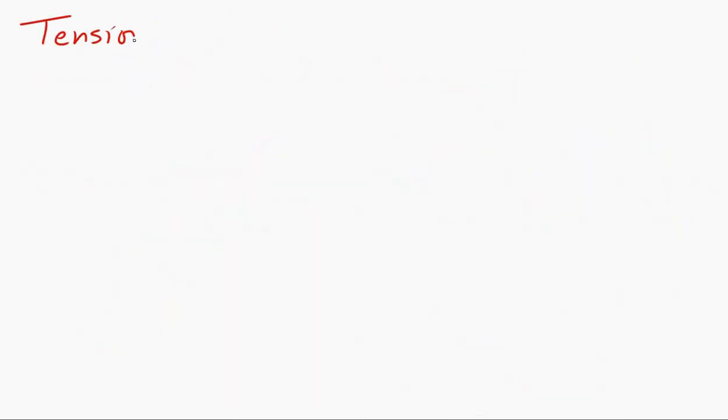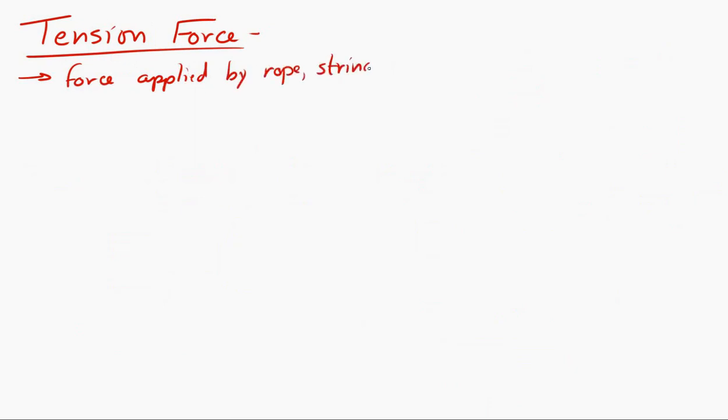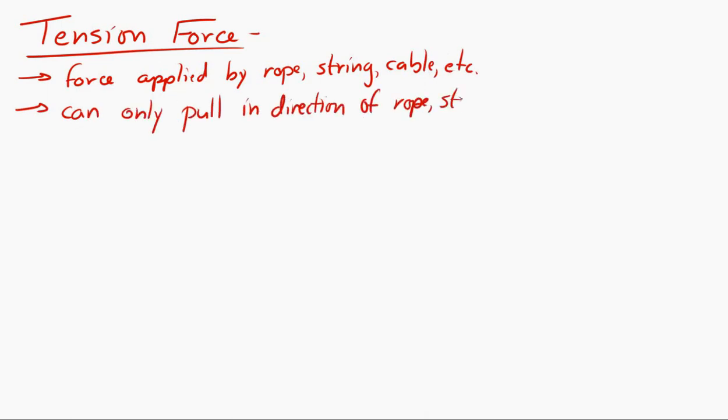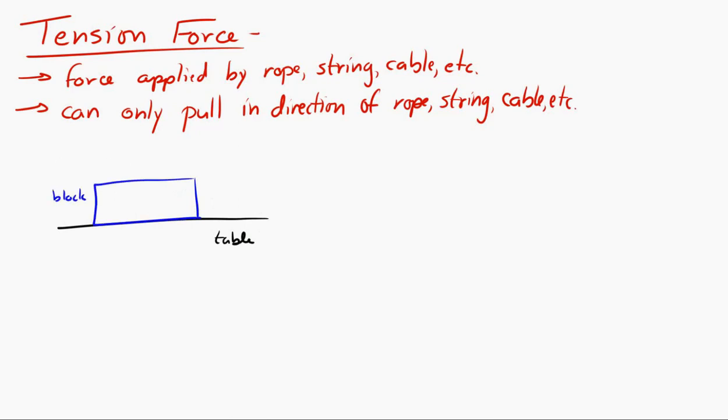All right, now let's take a look at the tension force. The tension force is a force which is applied by a rope or a string or a cable or something of that sort. And tension forces can only pull in the direction of the rope or string or cable or whatever. So I'm going to draw a situation here. Let's say we have a block on a table and there's a string connected to it, like this. Well, the tension force is always in the direction that the string is pulling. So the tension force would be in that direction. Now in this situation we also have a normal force away from the table, and then we have a gravitational force directly down towards the center of the Earth.